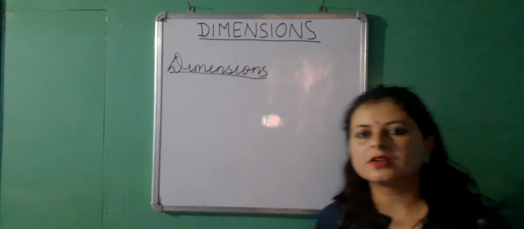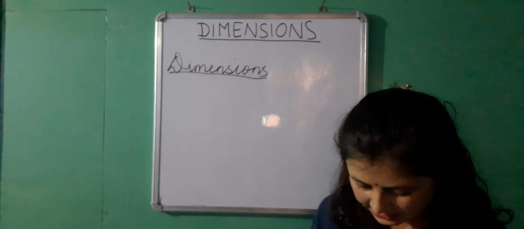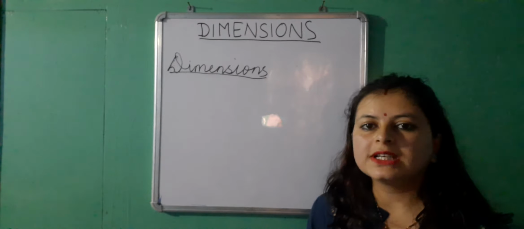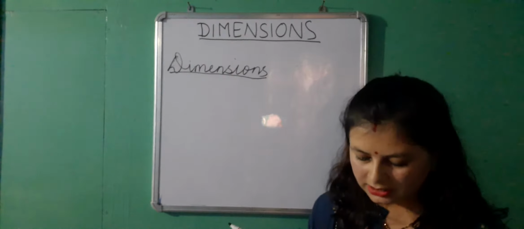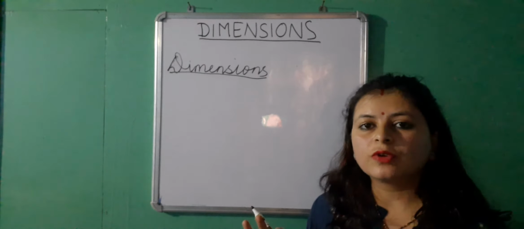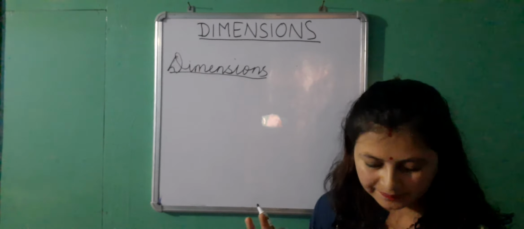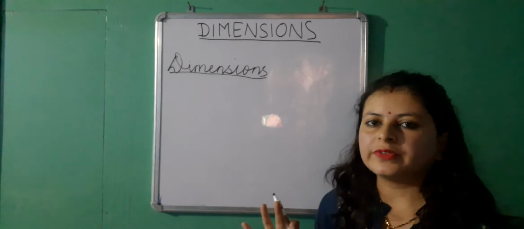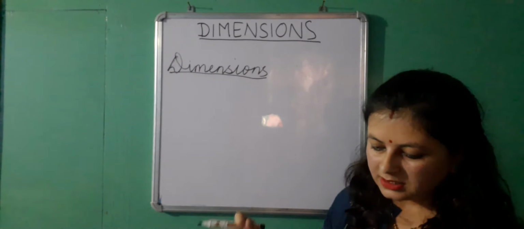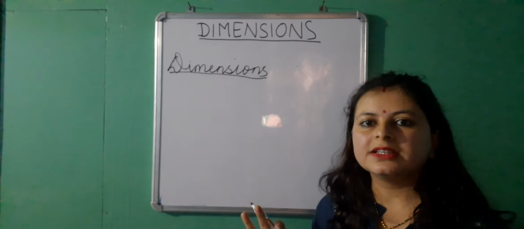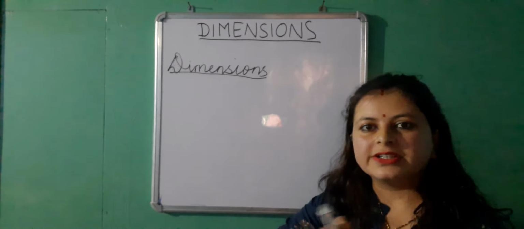So coming to the main topic today, that is dimensions. So let us understand what these dimensions actually are. Dimensions of a physical quantity are the powers. So dimension is basically the power. So dimensions of a physical quantity are the powers to which the fundamental units are raised to obtain 1 unit of that physical quantity. So dimension is basically the power to which a fundamental quantity has been raised to obtain a derived quantity.